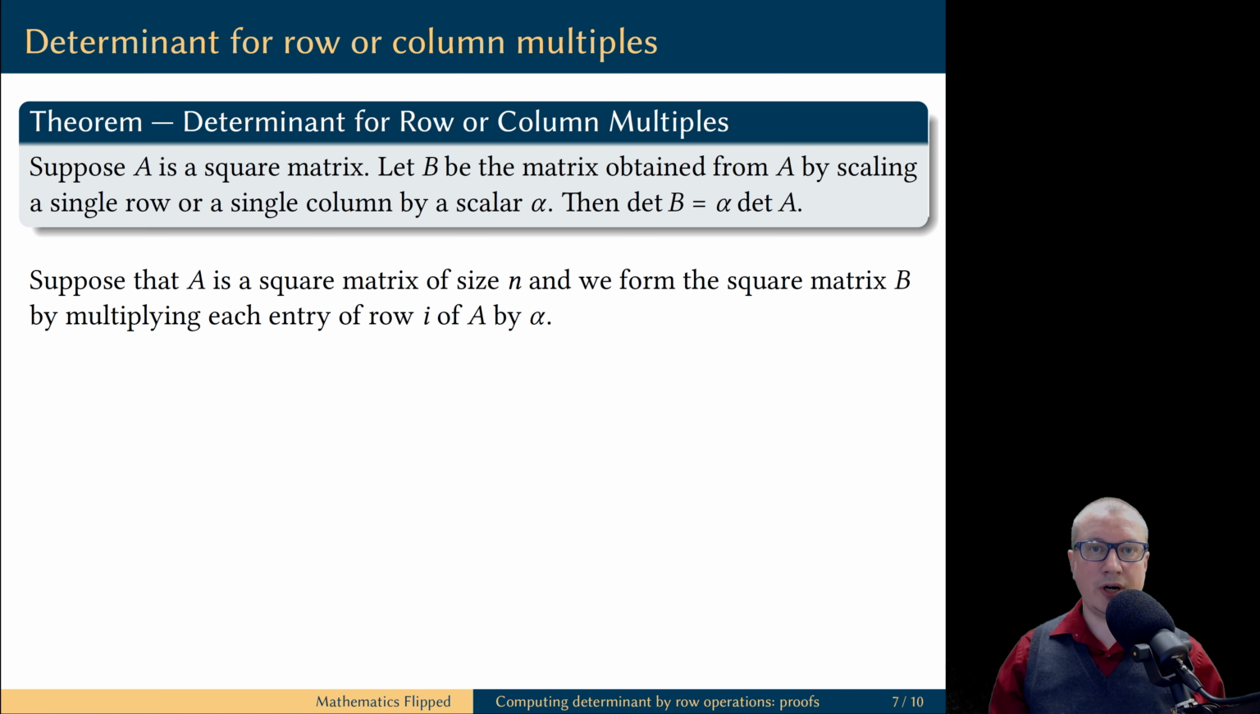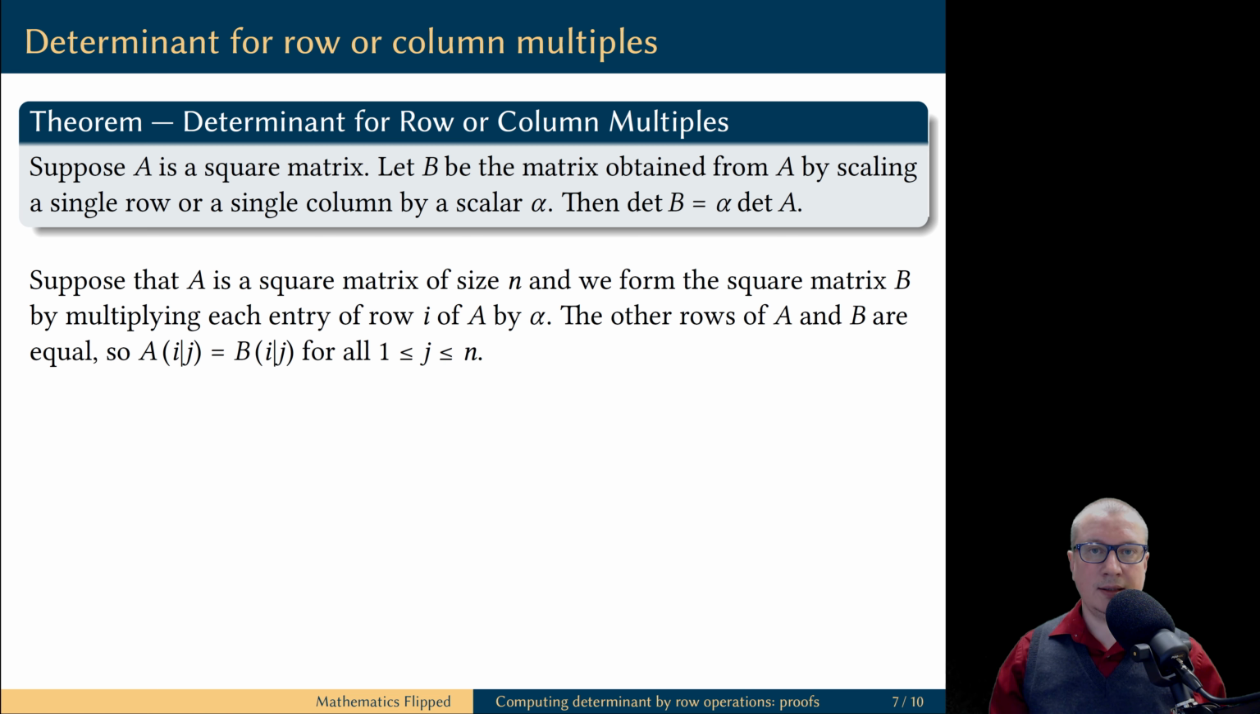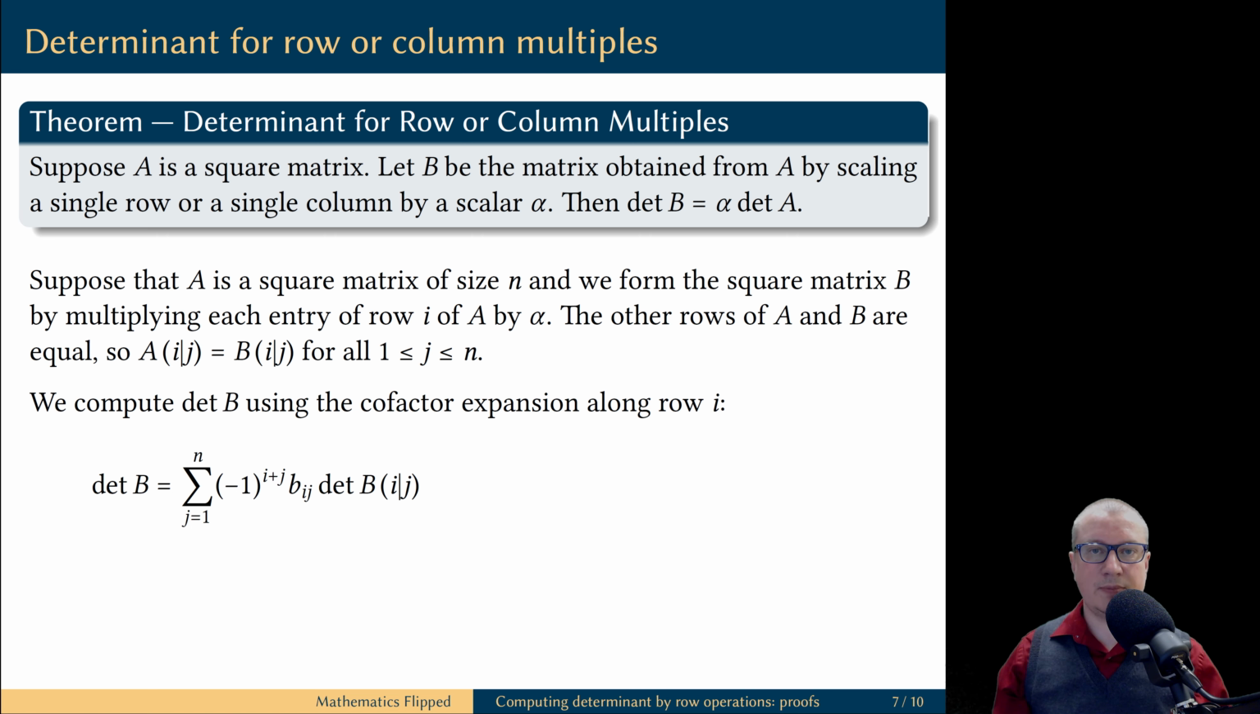Suppose A is a square matrix of size n, and the matrix B is obtained from A by scaling row I by the scalar alpha. Let's observe that it is only the row I that has changed. Therefore, the other rows are the same. So if you look at the submatrices of A and B, which have row I deleted, then the submatrices are equal.